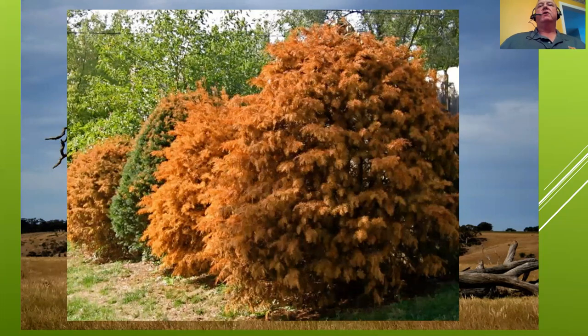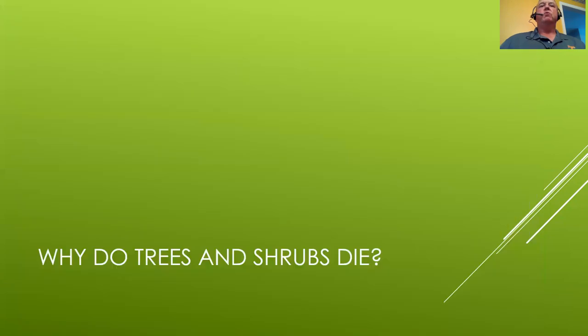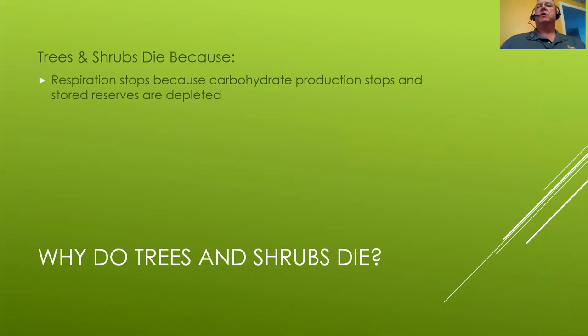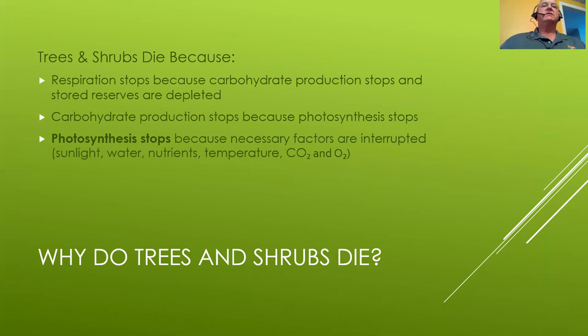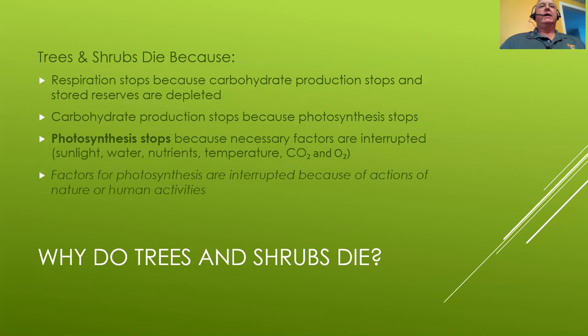So we're going to talk about some of the top reasons that trees and shrubs die. Why do they die? Well, a number of reasons. Trees and shrubs die because respiration stops, because carbohydrate production stopped and stored energy reserves were depleted. Carbohydrate production stops because photosynthesis stops. And photosynthesis stops because the necessary factors, like sunlight, water, and nutrients, are interrupted. Those factors are often interrupted because of actions of nature, but sometimes human activities can have an influence as well.